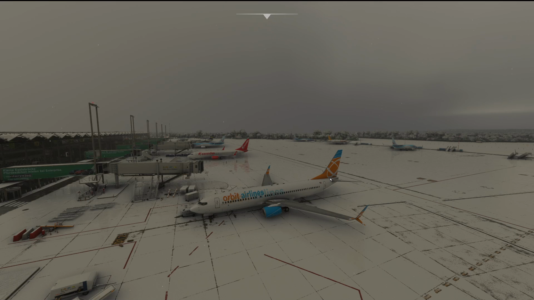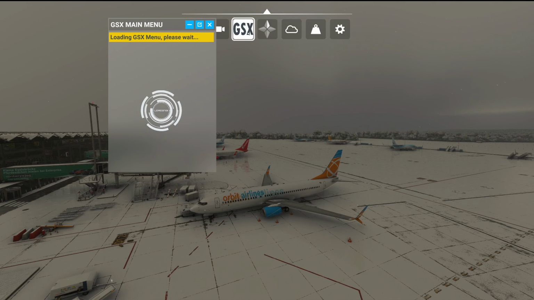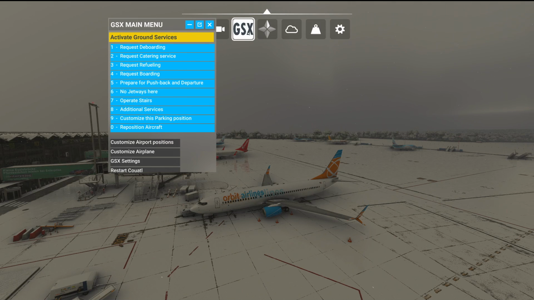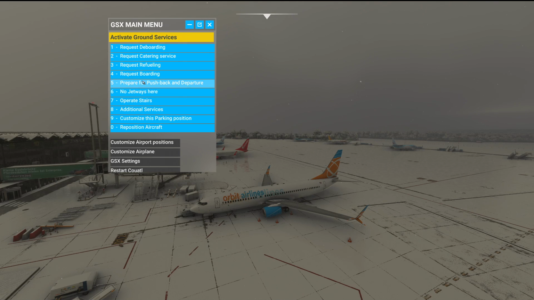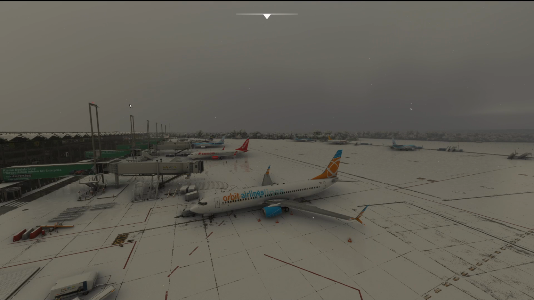Now, the only way to actually request de-icing in Microsoft Flight Simulator, to my knowledge at the moment, is by using GSX. So those of you who are not using GSX may very well skip over this part of the video. Now, we can access the de-icing when we click on the Prepare for Pushback and Departure.